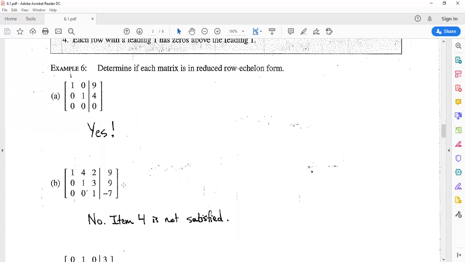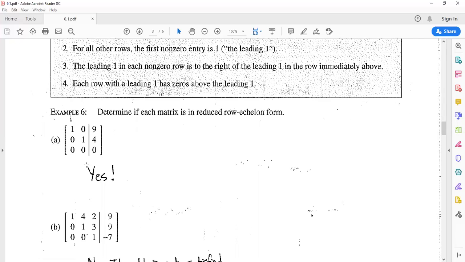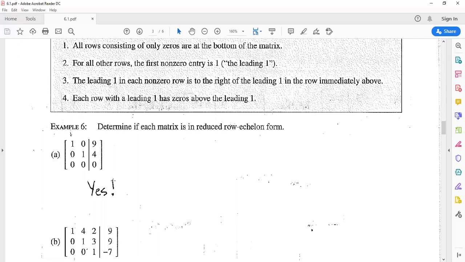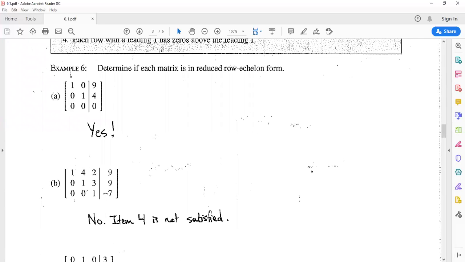Okay, how about this next one? It looks like no, because almost everything I think is satisfied. We don't have anything to check for item 1, but we do have for item 2, that is satisfied. The first non-zero entry in each row is a 1. That's good. And each leading one is to the right of the ones above it, right? So that's good too. But then item 4 is what fails here because this leading one has a number that is not 0 immediately above it. So this one is not in reduced row echelon form.